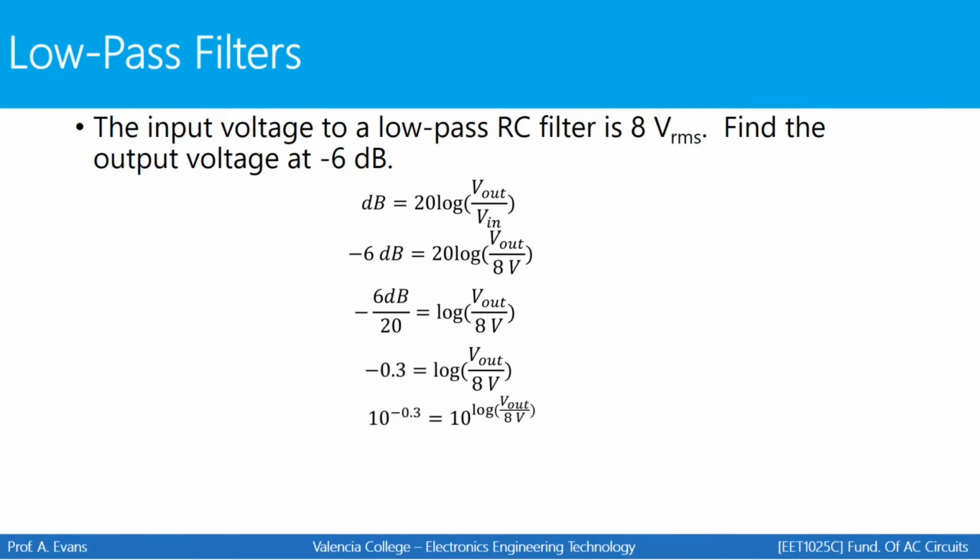And then, in order to eliminate the logarithm, we're going to take each side of the equation and make it an exponent with a base of 10. So we're going to have 10 raised to the negative 0.3 power equals 10 to the logarithm of Vout over 8 volts. And that's what's going to cancel your logarithm. So 10 to the negative 0.3 is 0.501. Multiply both sides by 8 and you get an output of 4 volts. So if I have an input of 8 volts, I know that the output at negative 6 dB is going to be 4 volts.